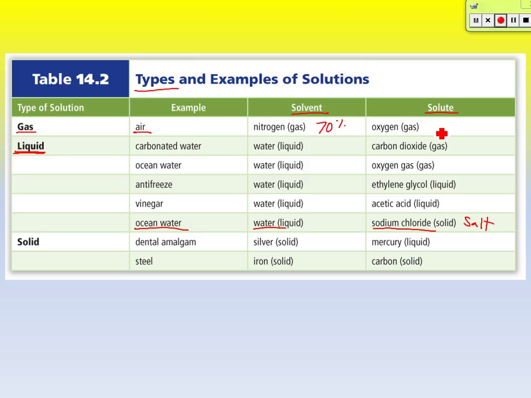Now, let's talk about a solution in the solid phase. A good example of this is steel. Steel is a mixture of two things. The most plentiful substance in steel is iron, but to strengthen the iron and make it into steel, you throw in a little bit of carbon. So that's your solute. Again, solutions can be in the liquid, gas, or solid phase.